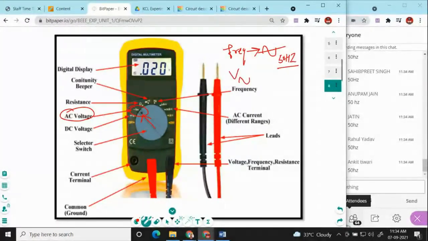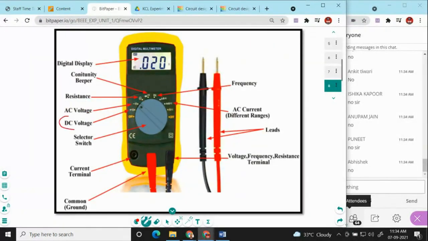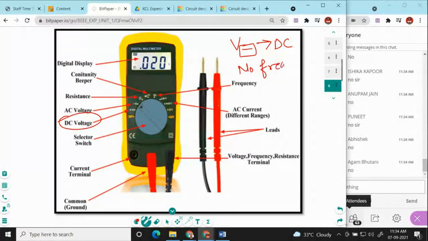V tilde symbol is applied. That means you have to calculate the AC supply. Next is the DC voltage. When you see V with a dash, this dash symbol represents DC, which means this is a DC supply. There is no frequency for the DC supply. Why is there no frequency? Because it is constant at every point.